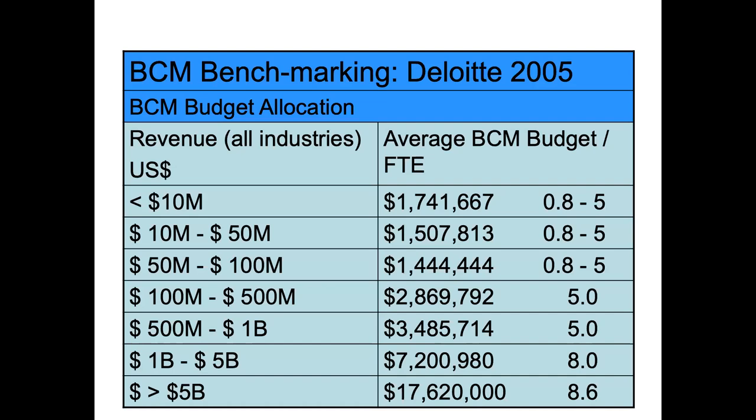Okay. So like I say, somewhat dated, but this is what they found. They looked across all industries and their revenue. So a revenue of, if this is in US dollars, less than 10 million US dollars. And they then looked at the average budget and number of full-time equivalent people employed to protect the business. And the numbers were surprisingly high in my mind.